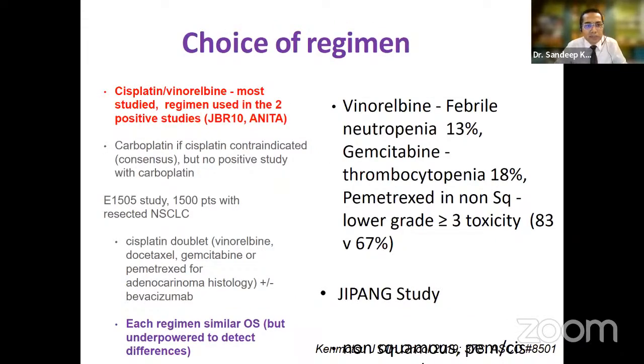So I think cisplatin and vinorelbine is the most studied regimen and the most commonly used regimen. Nowadays, cisplatin with etoposide or paclitaxel have also been used, and each regimen has proven to have similar OS results, but they are underpowered to detect certain differences.